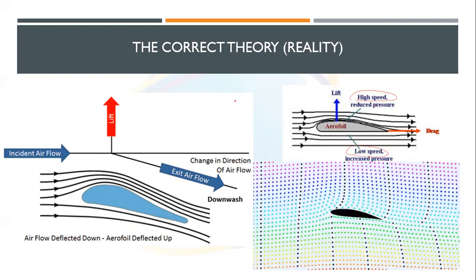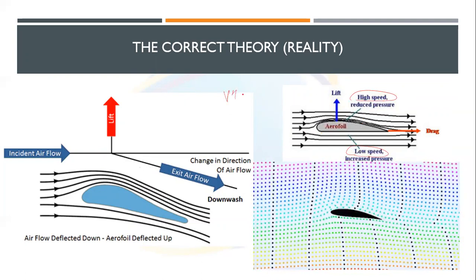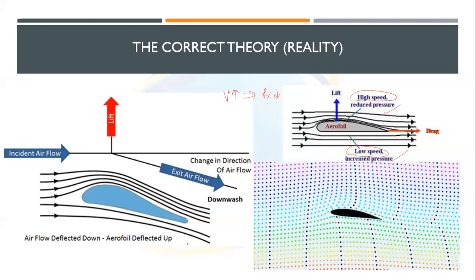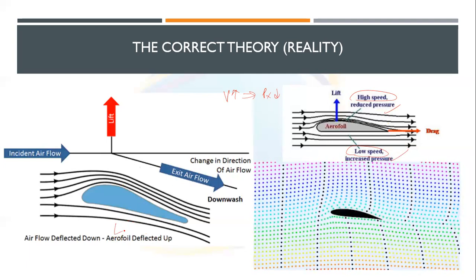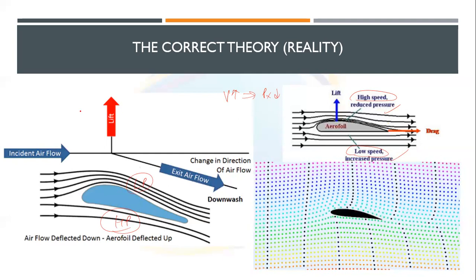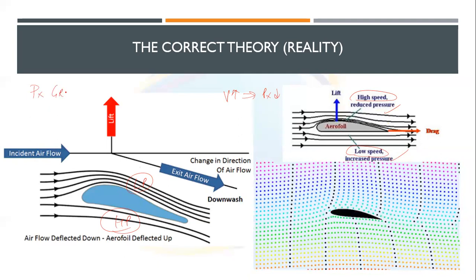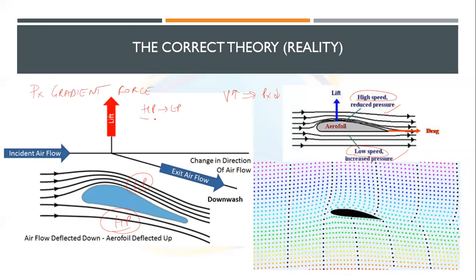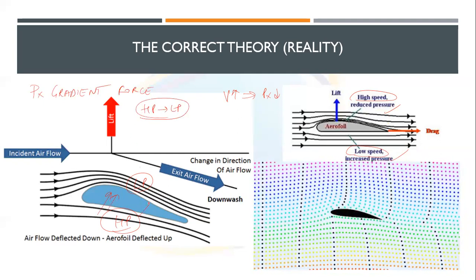And again, we have Bernoulli's theorem. If my velocity increases, pressure has to reduce. So pressure reduces above, pressure increases below. Now we have the surface. You can see here also we have high pressure here, low pressure here. And in nature and our atmosphere, we have a force called pressure gradient force, which you learned in your meteorology classes. Pressure gradient force always acts from high pressure area to low pressure area. This is how we get a force called lift.